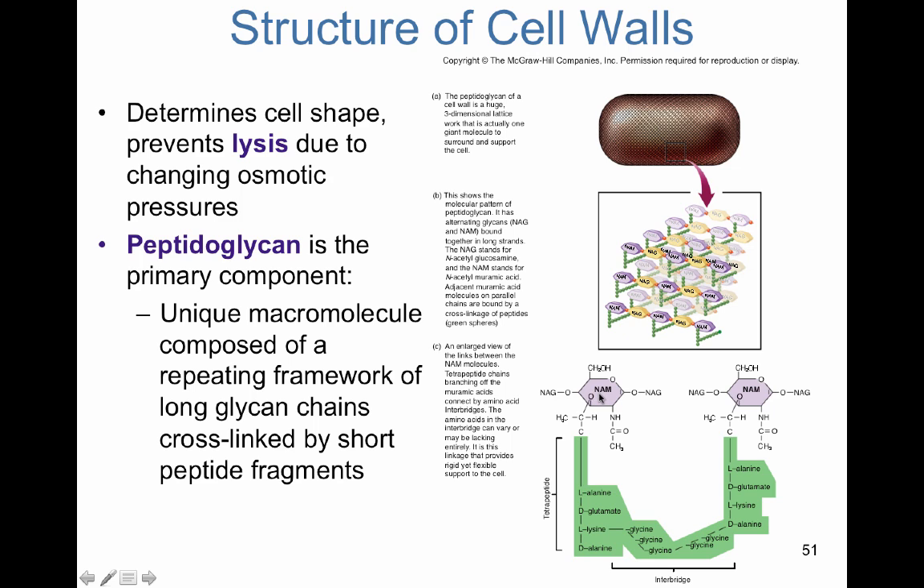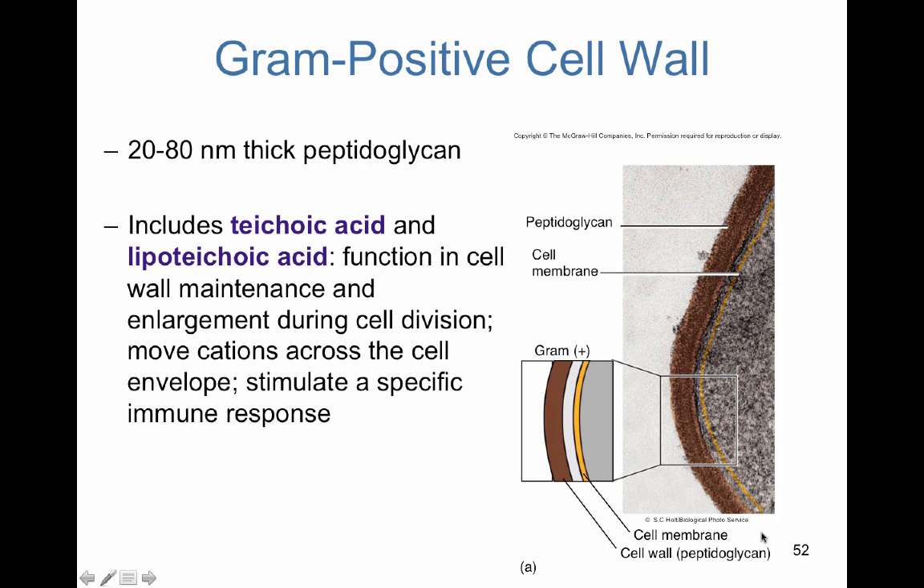So you have these NAMs and NAGs, and these are linked by interbridges. Basically, they consist of chains of amino acids. So you see glycine, alanine, glutamate, lysine, etc. Okay, so remember that. Peptidoglycan is a disaccharide. It's found in all bacteria, made up of repeating units of NAM, NAG, and also amino acids.